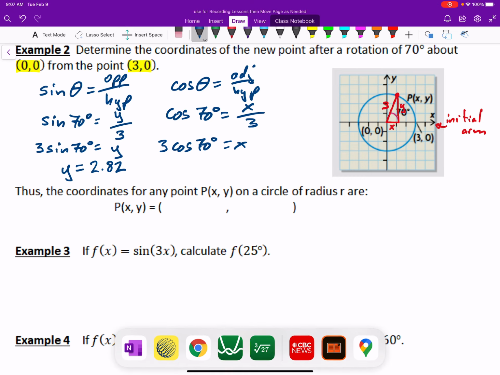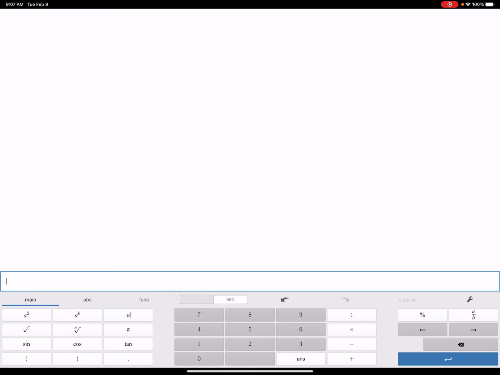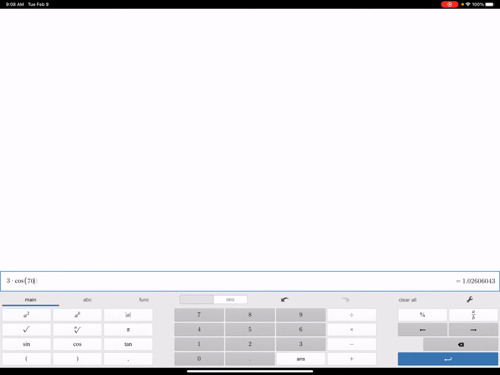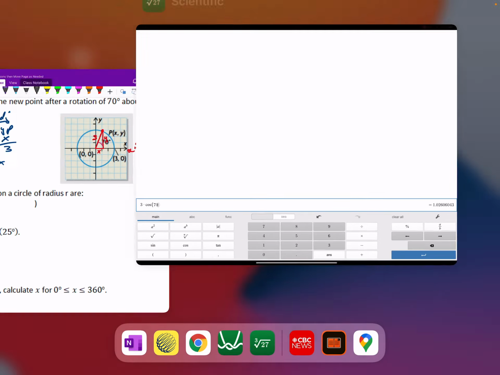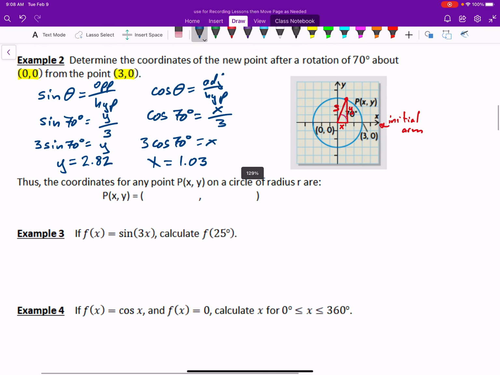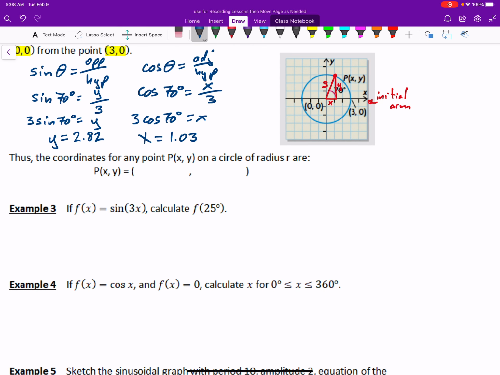And if I type that into the calculator, then I'd have 3 times cos 70, and that's 1.03 to 2 decimal places. x equals 1.03. So the ordered pair, I guess I could probably round a bit more. So the ordered pair (x, y) is going to be (1.0, 2.8), respectively. So the 1.0 just came from getting my x coordinate there. The 2.8 came from getting my y coordinate, like that. And that is my overall answer.